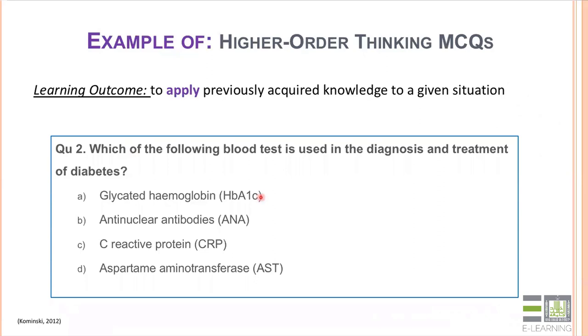Now, it can be really useful and helpful to design questions that require multi-logical thinking. By that I mean thinking that requires knowledge of more than one fact in order to logically answer the question. And I'll show you some examples of how a multiple choice question can cover this as well.